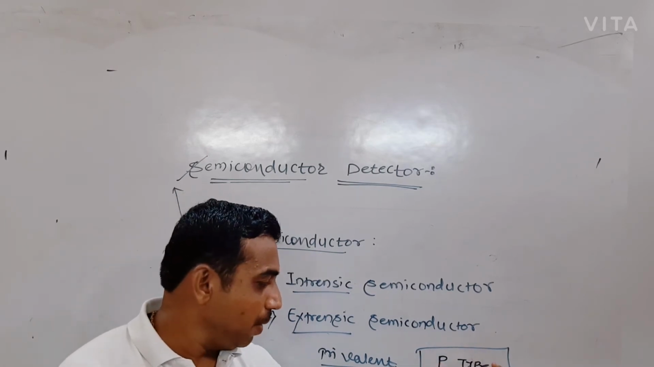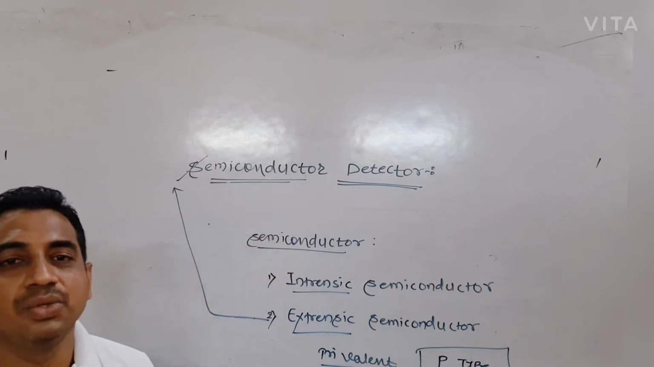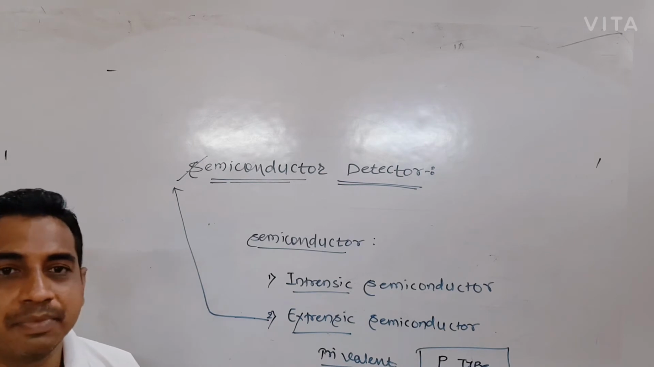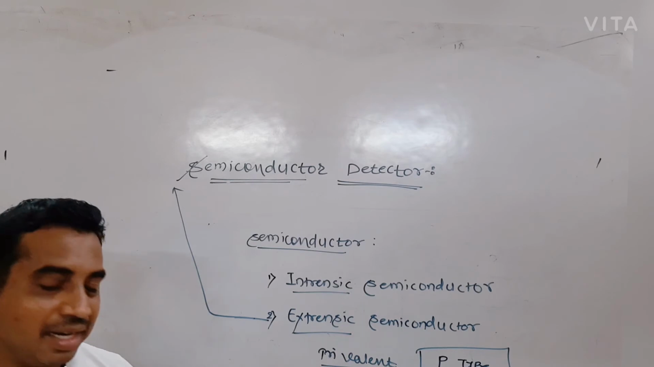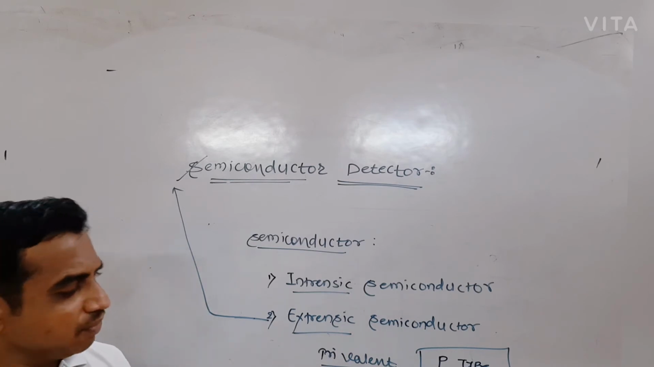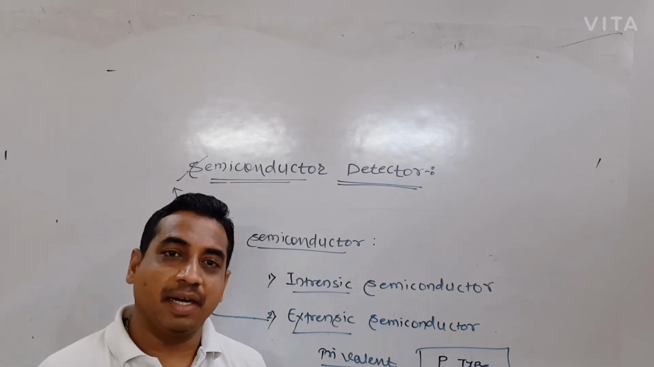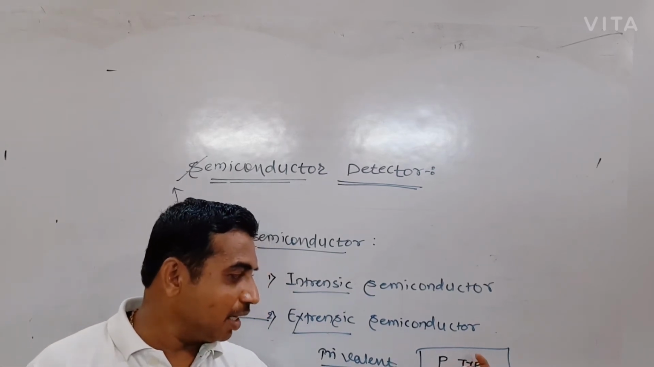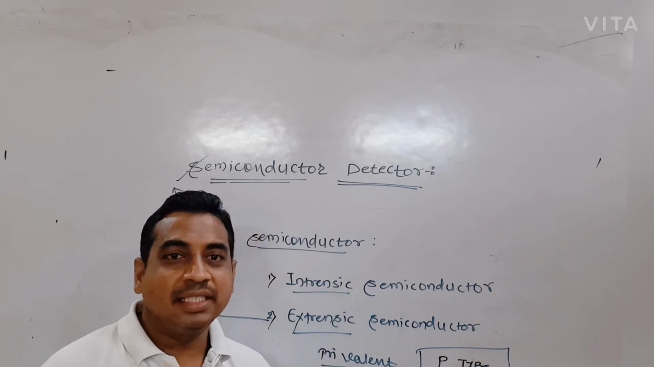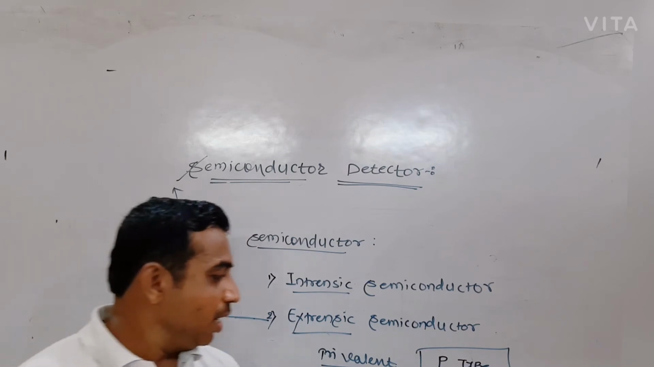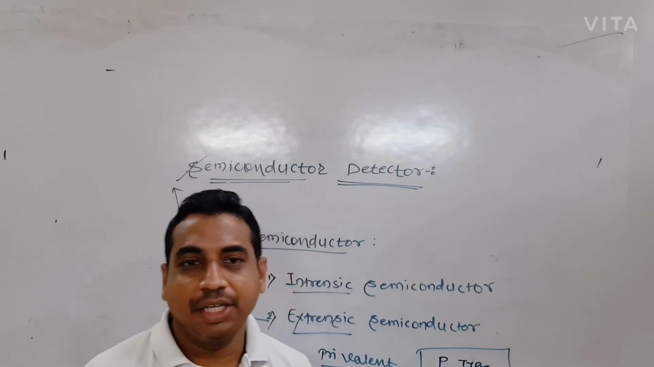Using both P and N, we make semiconductor devices. There are many examples, like silicon, germanium, arsenic, gallium, such kinds of different examples in P type and N type semiconductors. In P type semiconductors, we add a trivalent impurity, and in N type semiconductors we use a pentavalent impurity.